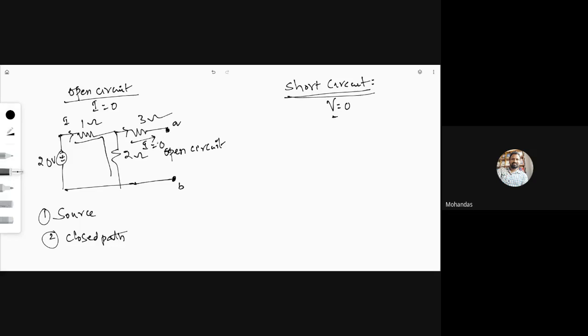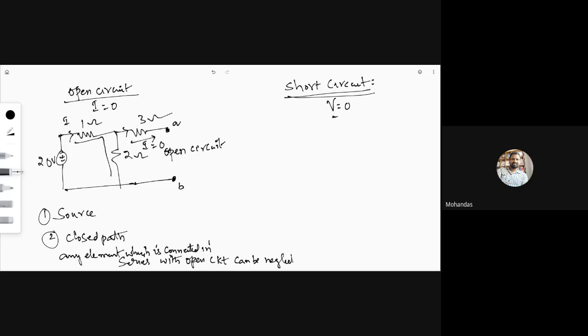So while calculating the equivalent resistance, we can neglect the 3 ohm resistor. We can neglect which resistance? The 3 ohm resistor. So the conclusion is that any resistor or any element which is connected in series with an open circuit can be neglected.